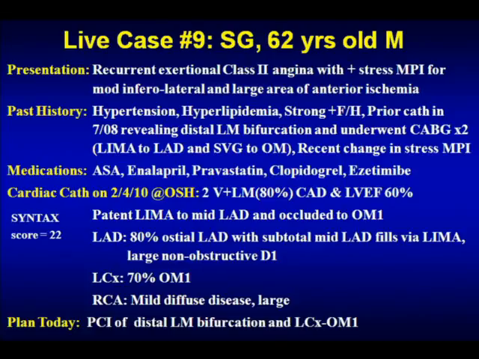He basically had a LIMA to LAD that is good, but the SVG graft to OM has been occluded. And of course, there is diffuse disease of the LAD and up to his marginal, with the RCA being non-obstructive. And now the question comes: because of ischemia, should we do native vessel revascularization or should we go after the graft? That will be the theme.